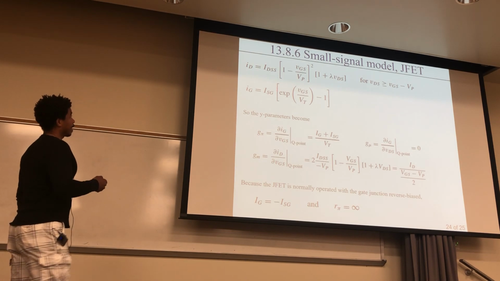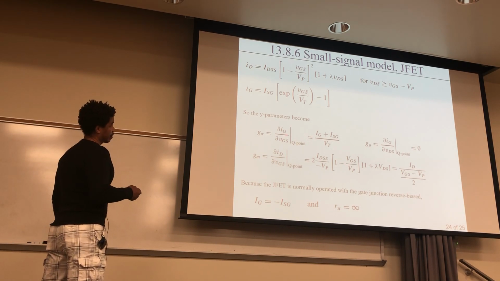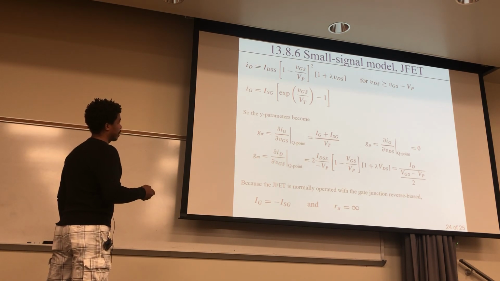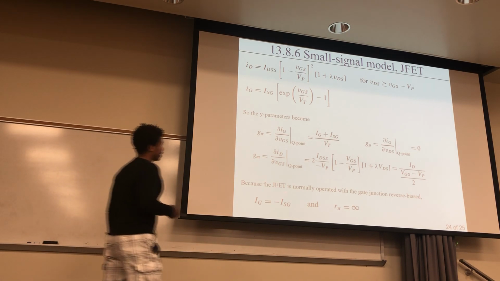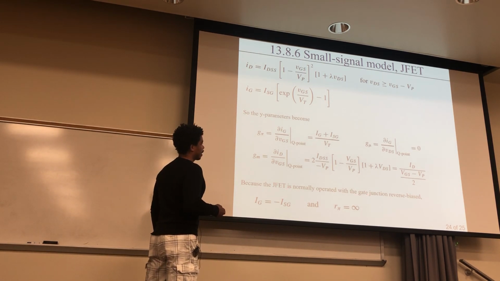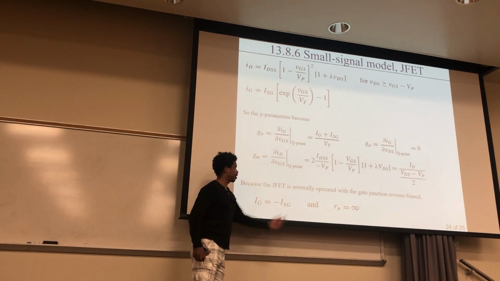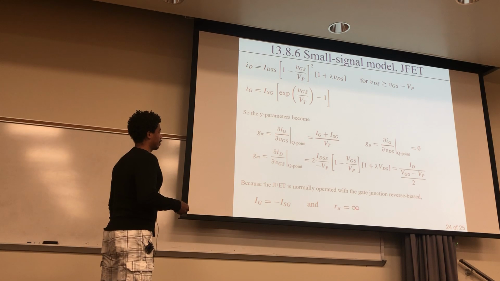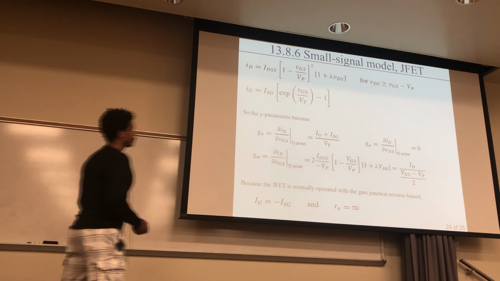And so applying these two relations to the small signal parameters as we did on all the other ones, this is what we get for the G pi, the G mu, and the GM right here. Because the JFET is normally operated with the gate junction reverse biased, where IG is negative ISG, we're going to have this R pi be infinity. So this right here will cancel. You have zero conductance, which means infinite resistance for the R pi.